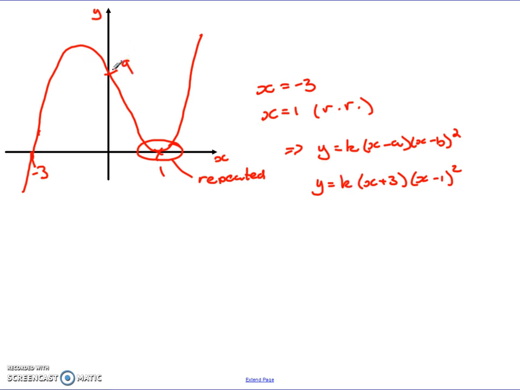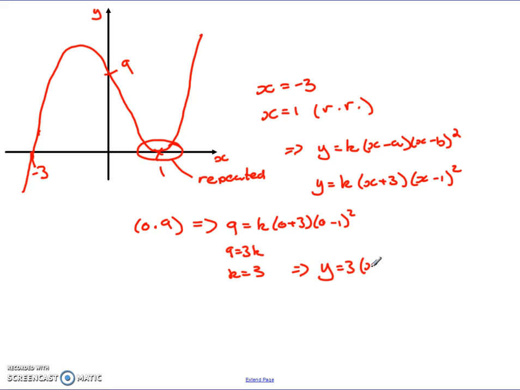So I've got it there, but I've still got my k. And again, this is where the y-intercept comes into play. So I know I've got the point (0, 9). We substitute in. We've got y is 9, x is 0. Put it in here and solve it for k. So 9 equals k bracket 0 plus 3, 0 minus 1 squared. So 0 plus 3 is 3, 0 minus 1 is -1, but it's squared, so that's 3k. So I know 9 is equal to 3k. From that, I get k is equal to 3. So I can stick it all back in here, and what I get is y equals 3 bracket x plus 3, x minus 1 squared.